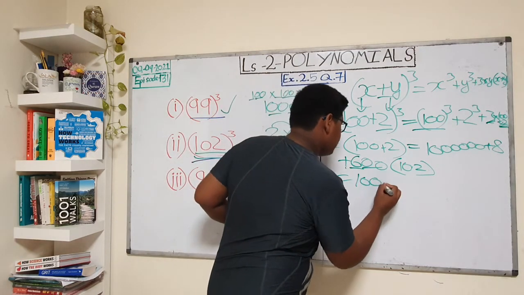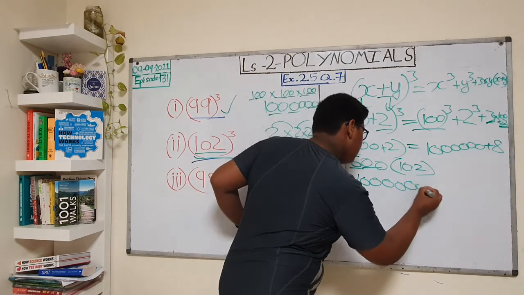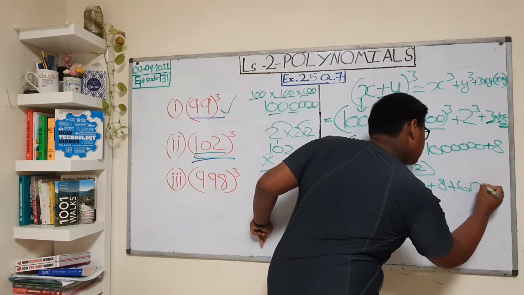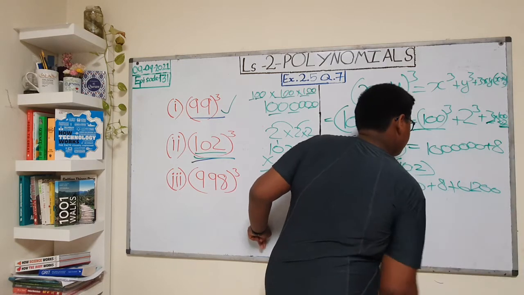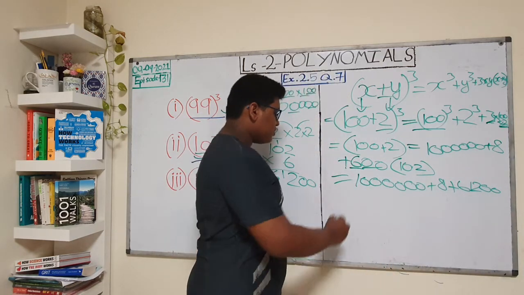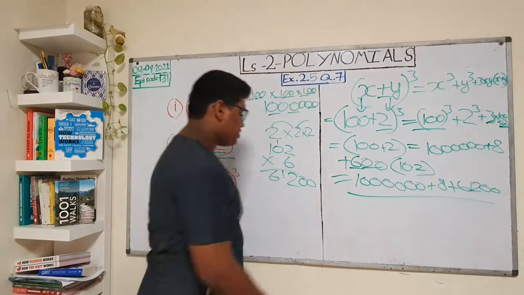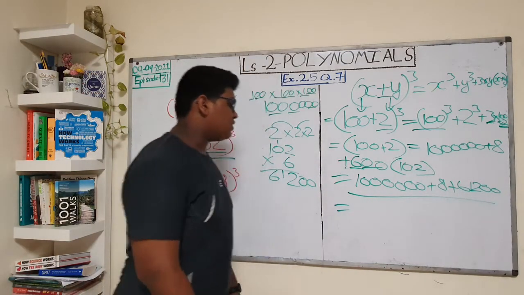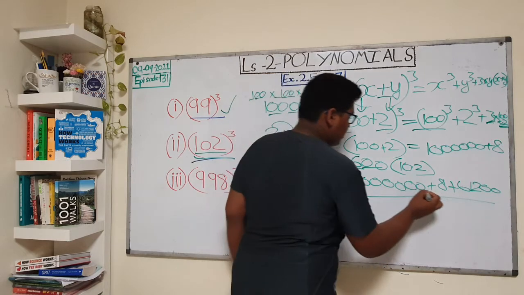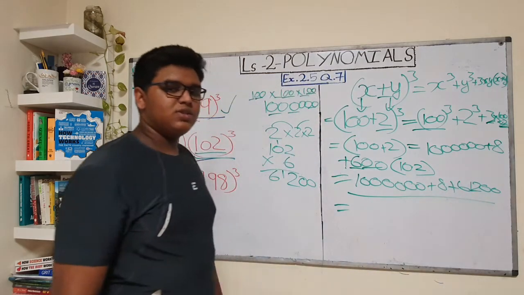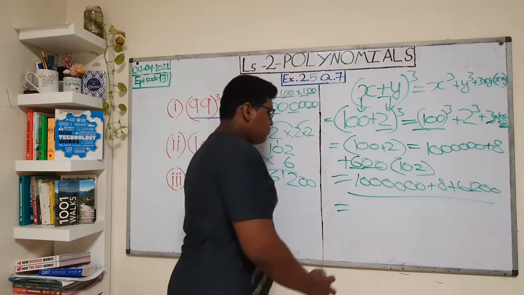Now let me write the third step: 1 million plus 8 plus 600 into 102. Now we have to check what the signs are. This was our third step. Now let's move to the last step. Our last step will be 1 million plus 8 plus 61,200.